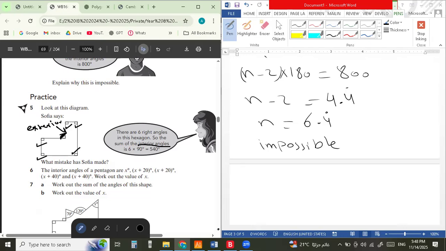But this one over here is now the sixth angle. This is angle number six. We need to find it. So, what mistake has Sophia made? Sophia counted the exterior angle as one of the interior angles. This is all that you just need to write.